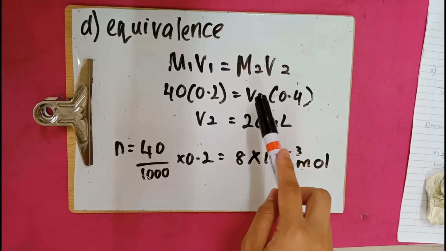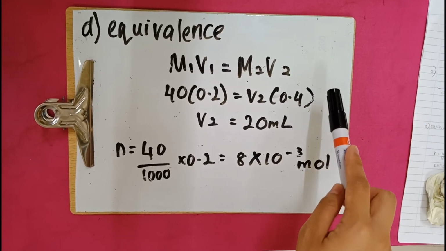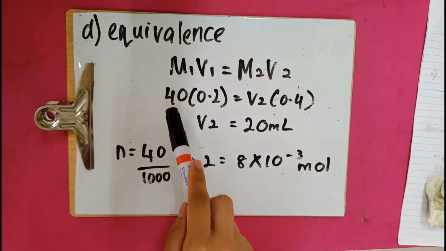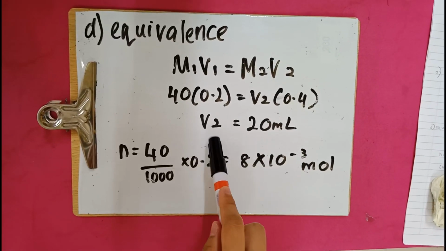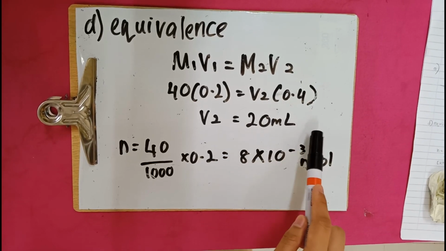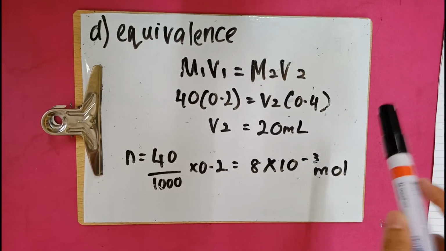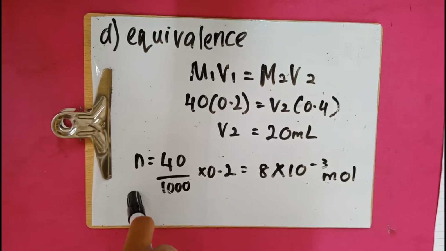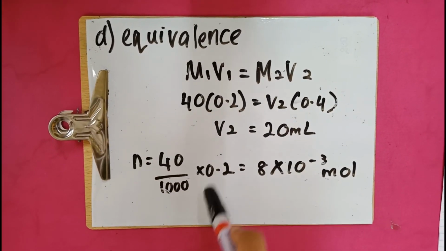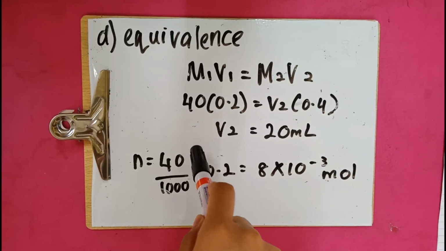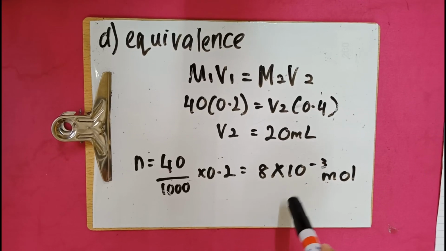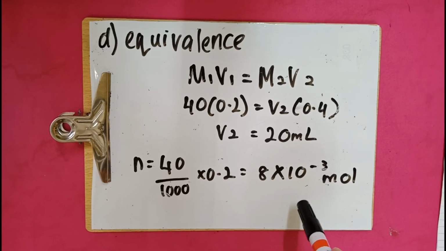So we need to find it, and we put the concentration of HF at 0.4 molar. So we can get the volume of HF is 20 milliliters. Next we need to find the number of moles. The number of moles is the same, so we use the number of moles of KOH, and we plug in the numbers as 40 divided by 1000 times 0.2, and we can get the number of moles is 8 times 10 to the power of negative 3.